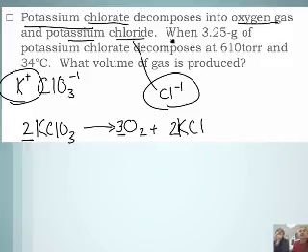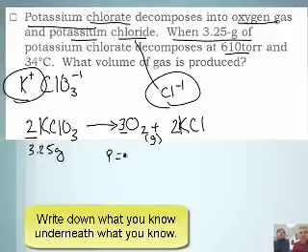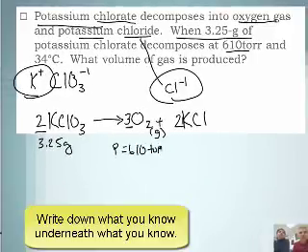Okay. So now what do we know? We have 3.25 grams of potassium chloride. Write down what you know underneath. It decomposes at 610 torr. Now, we're measuring the gas. The gas here is oxygen, and this pressure is 610 torr. We have a temperature of 34 degrees Celsius.